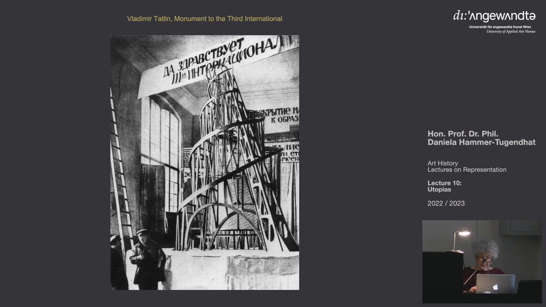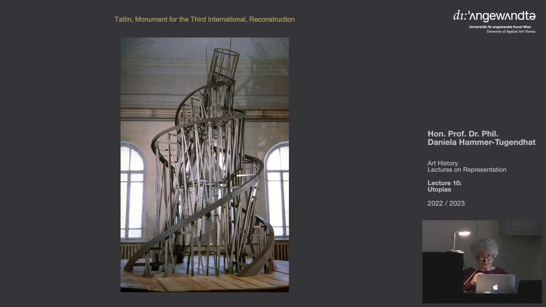He began working on his tower in 1919. It was to be the monument to the Third International. The plan was to erect the tower in the center of Petrograd. The model of the tower no longer exists except in the form of reconstructions. The tower itself was never built. So what you see here is the only photo that exists from this model. The model doesn't exist anymore, and the tower was never built. And what you see here are different kinds of reconstructions.